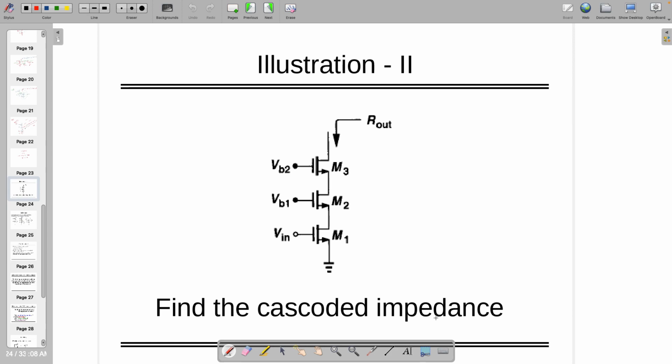So can you tell me, find the cascode impedance over here? R out is equal to how much? What about M1? gm3 ro3, gm2 ro2.